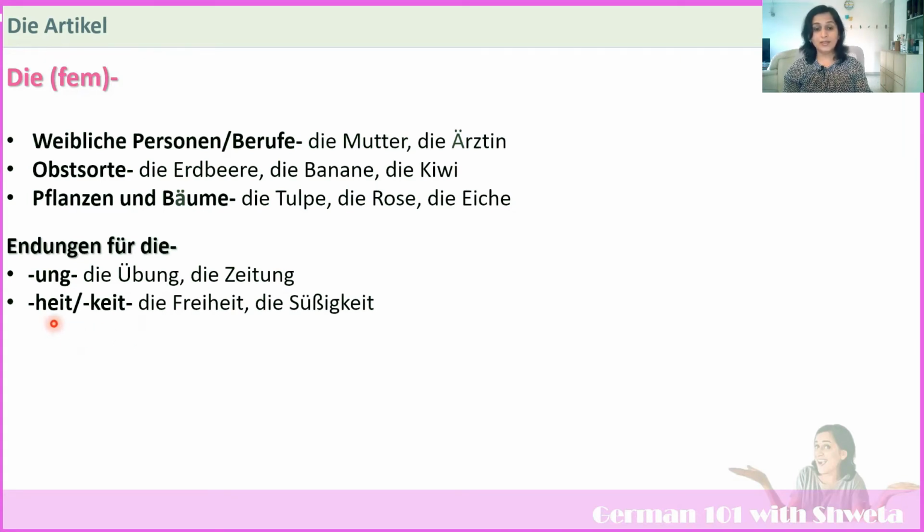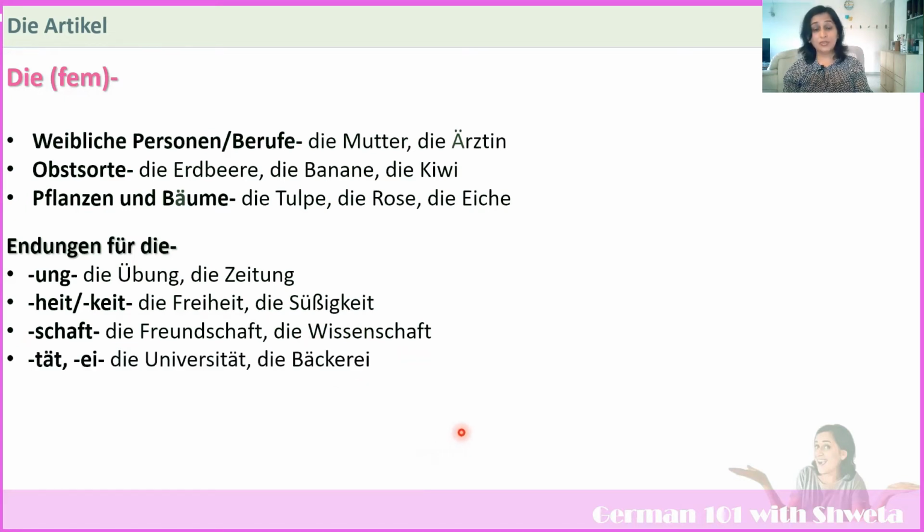Nomen, die mit Heit und Keit enden. Nouns ending with Heit und Keit. Zum Beispiel die Freiheit, the freedom. Die Süßigkeit means sweet or treat. Schaft, zum Beispiel die Freundschaft, friendship, die Wissenschaft, science. Tät und ei, zum Beispiel die Universität, University, die Bäckerei, bakery. Ik und ion, zum Beispiel die Grammatik, Grammar, die Lektion, lesson.